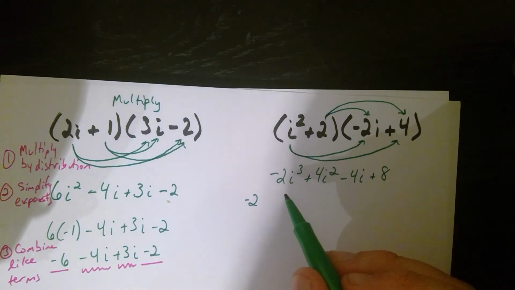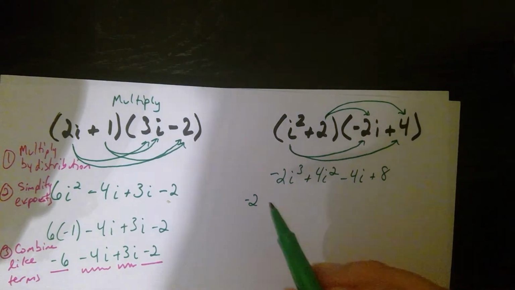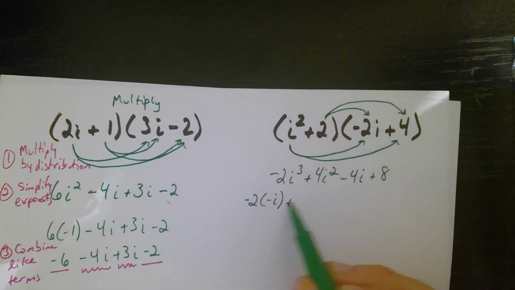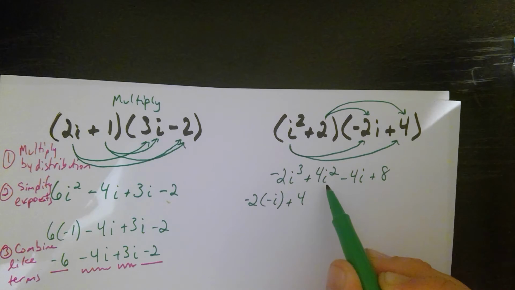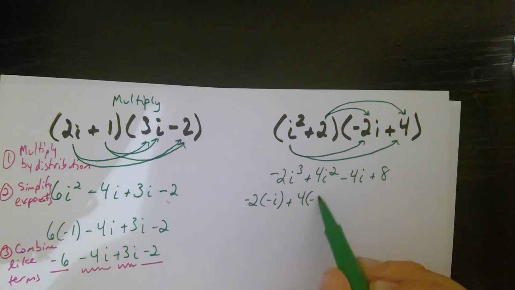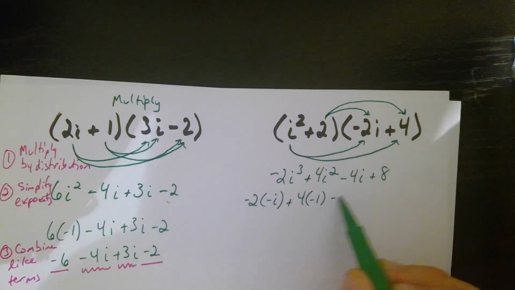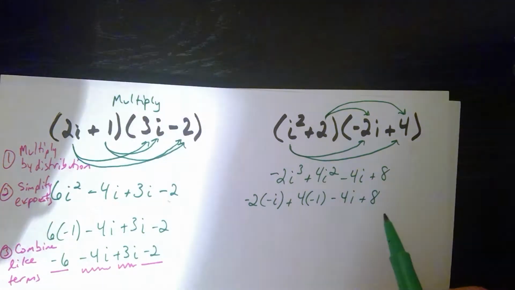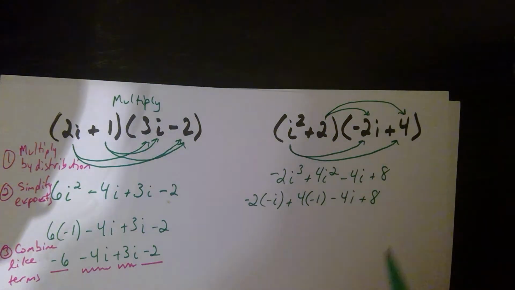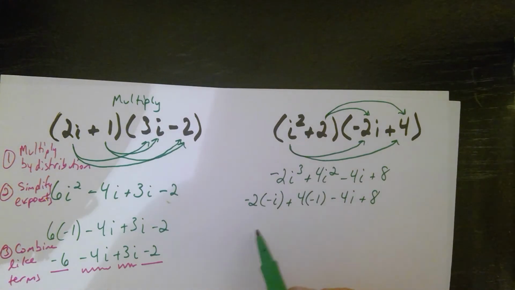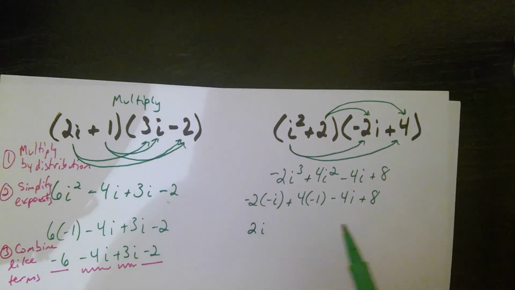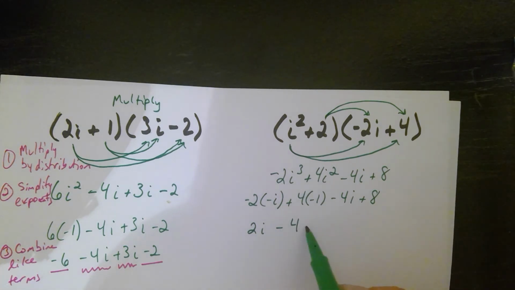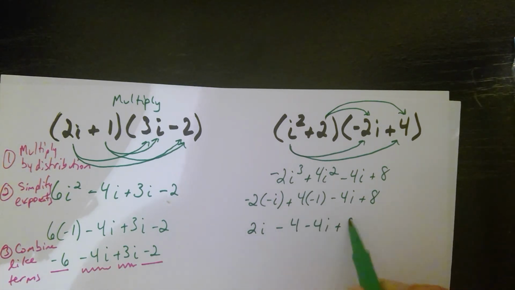If we recall, i cubed equals -i. Okay. Then we have plus 4 times i squared, which we said equals -1. And then minus 4i plus 8. So there's no exponents there. We are all set to go on those last two terms. So -2 times -i is positive 2i, plus 4 times -1 gives us -4, minus 4i plus 8.